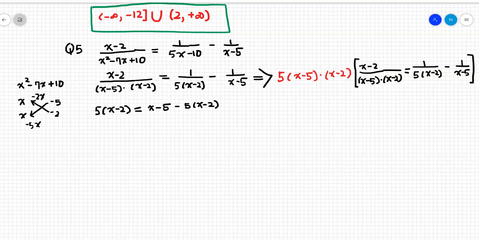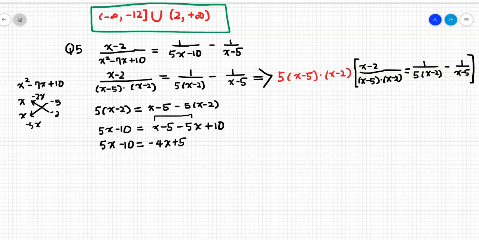Alright, everything looks good. So we're going to have to solve for x. On the left-hand side, I'm going to multiply that out. I have 5x - 10 equal to x - 5 - 5x + 10. So let's just take care of the right-hand side first. You got x and minus 5x over here, so I have a minus 4x. And then I have a minus 5 plus 10, I get positive 5. On the left-hand side, I have 5x - 10.